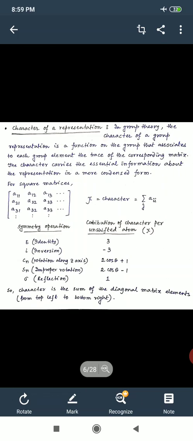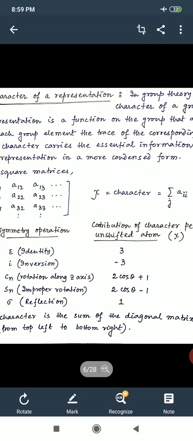Next, we also have discussed the character of a representation. Various symmetry operations are there, which I have already told: identity, inversion, CN axis, SN axis, and the sigma plane. If I take the sum of the diagonal elements of the matrix, then we get the character of each symmetry operation.